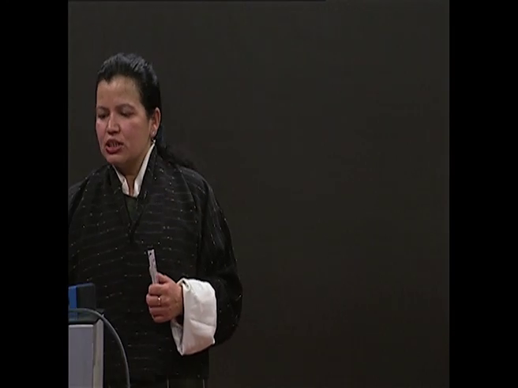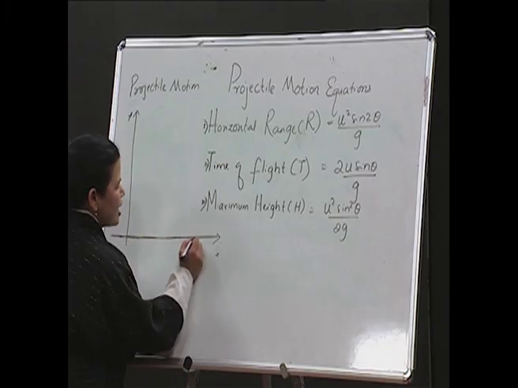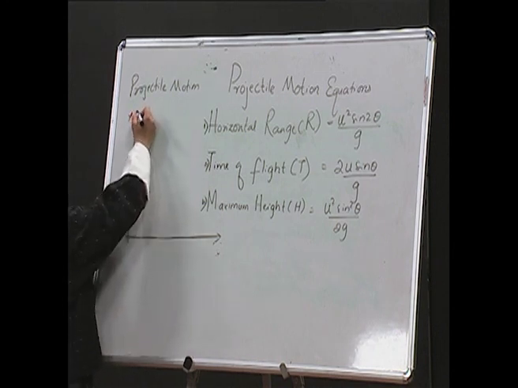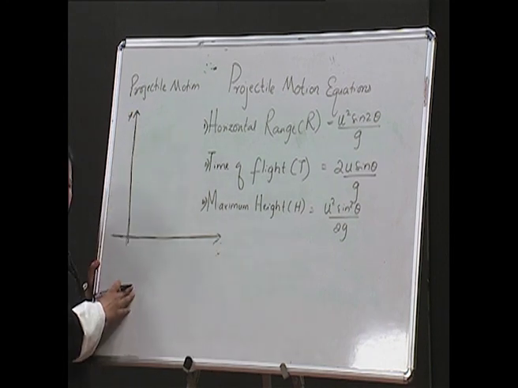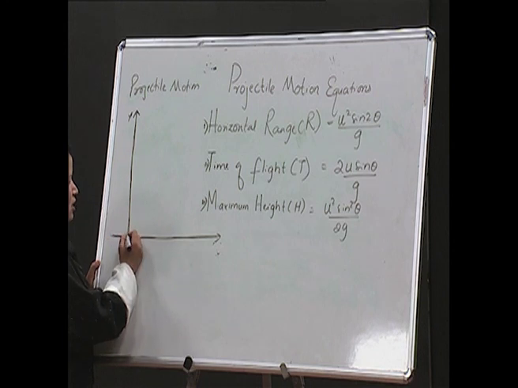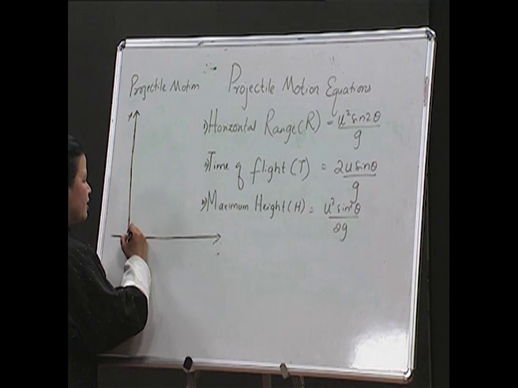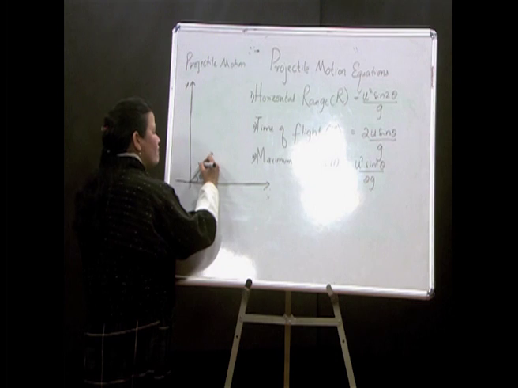Okay, now let's go to the descriptive part of projectile motion. Consider a particle. Let me draw two axes here, the x-axis and the y-axis. I want to trace the path of a particle that is being sent into the space with the help of an external force. Let us say this is the origin, the starting point here. Let us say a particle is projected into the space at an angle theta with the velocity v.